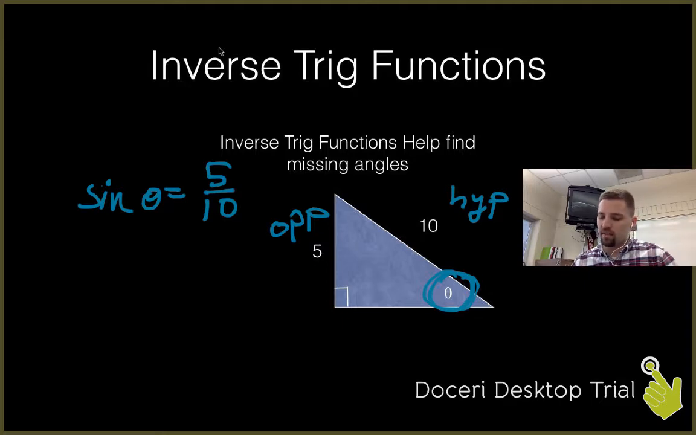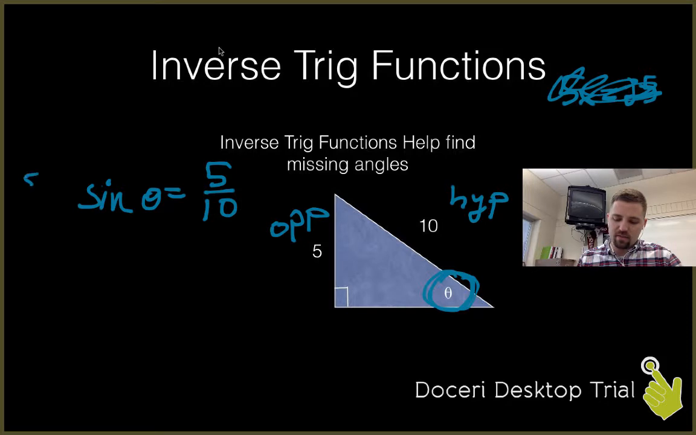If this was, I don't know, 5x equals 25, what I would do to solve for x is do the inverse. The inverse of multiplication is division, so I'd divide by 5. The inverse of sine is inverse sine, or sometimes you'll hear it said as arc sine. So we'll do the inverse sine of the left, and the inverse sine of the right.